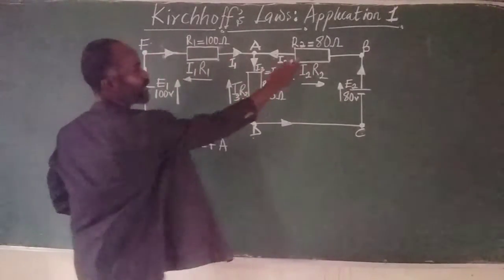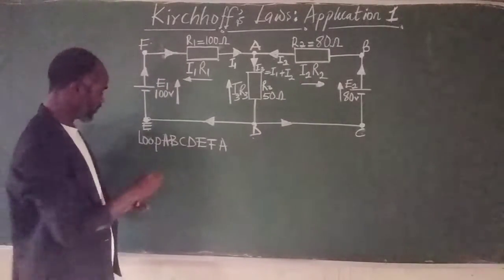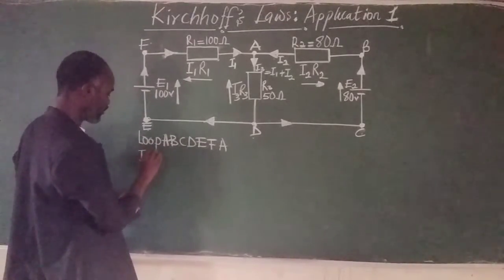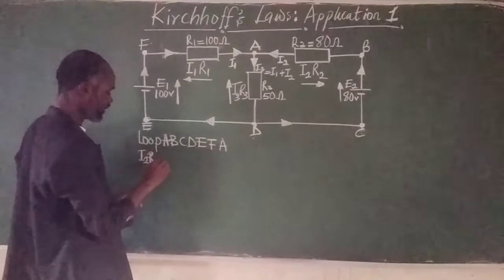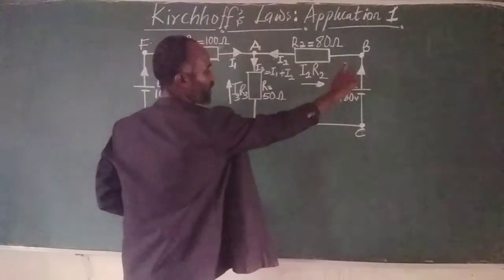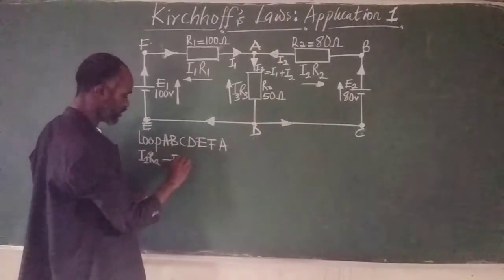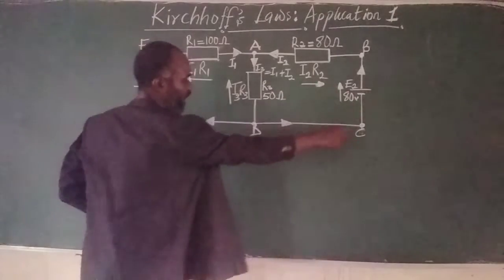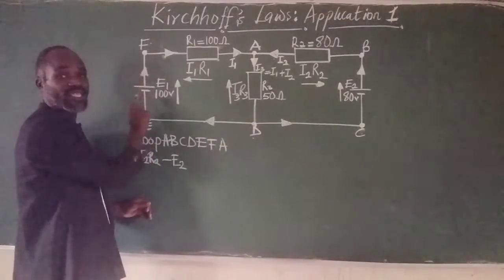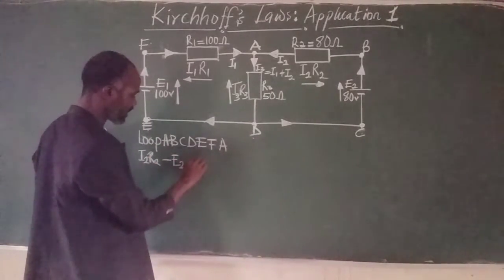The first one here is the resistor offering a resistance of 80 ohms. We have current I2 and resistor R2, and we take it that way. This is in opposition to our direction, so it's going to be minus E2. We move down again to this point. This electromotive force is in our direction, so we take it as positive, and that is plus E1.